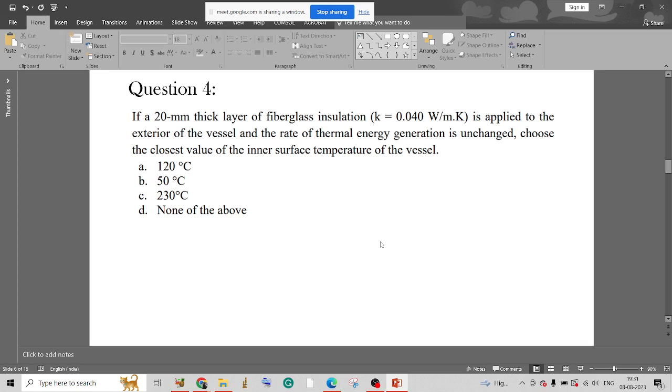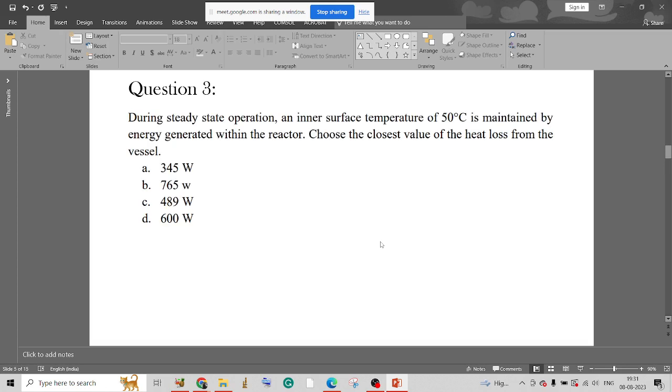It's better for me to draw the diagram for you. Just let me share the screen. I'm drawing the diagram for this question so that it will be easy for you to solve.